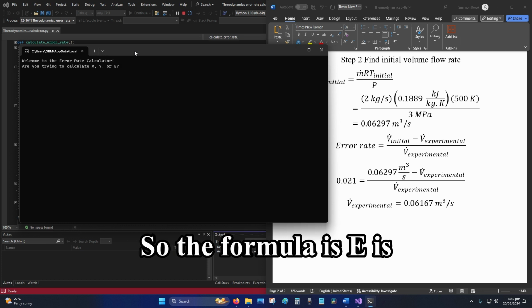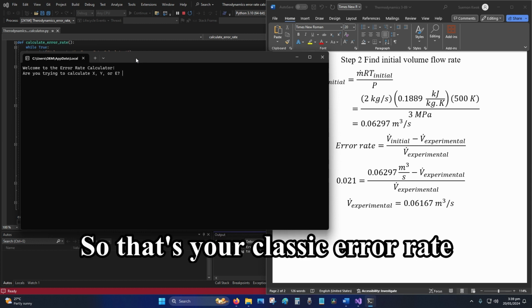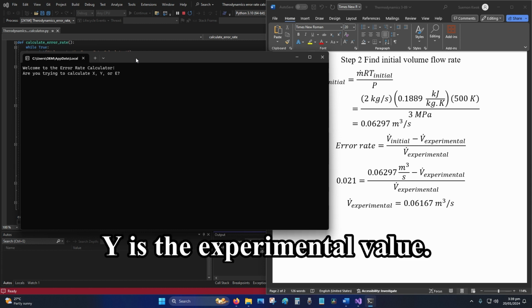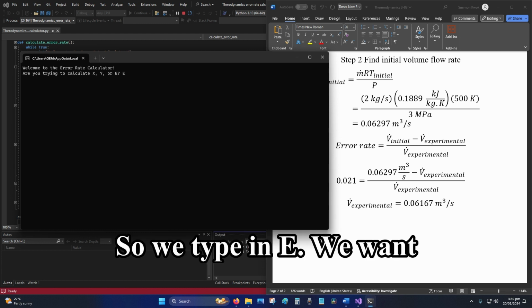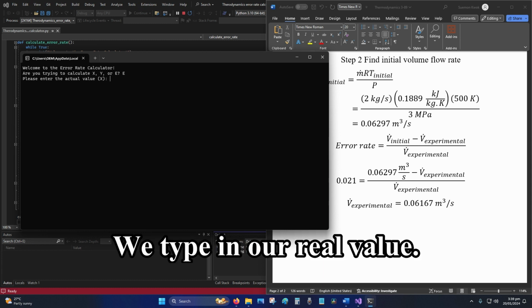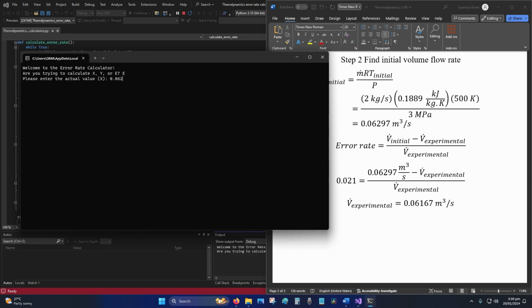So the formula is E is equal to (X minus Y) divided by Y. So that's your classic error rate formula. X is the real value, Y is the experimental value. So we type in E, we want to find the error rate. We type in our real value, which is whatever number.